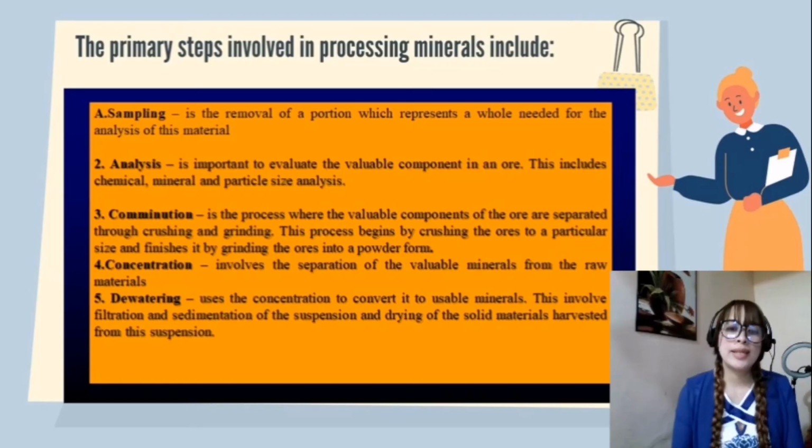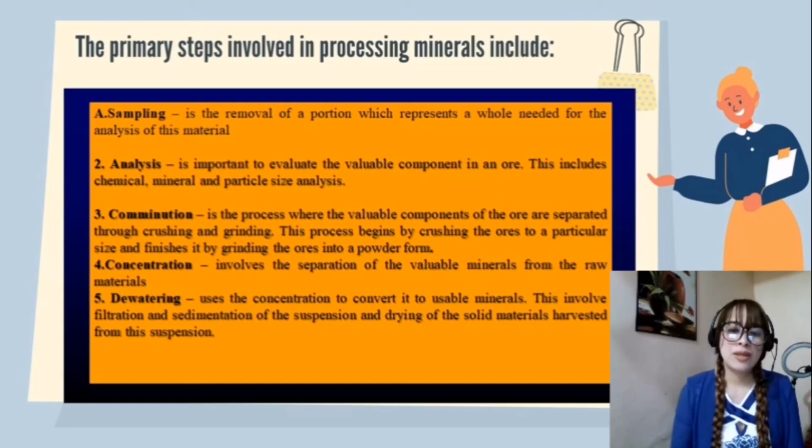The next one is analysis. It is important to evaluate the valuable component in an ore. It includes chemical, mineral, or particle size analysis. So you have to look at the chemical component of that rock, then the minerals present, and also the size of it. Then the comminution. This is the process where the valuable components of the ore are separated through crushing, grinding, and pounding. This process begins by crushing the ores to a particular size and finishes by grinding the ores into a powder form. The ore here is already pounded and powderized.